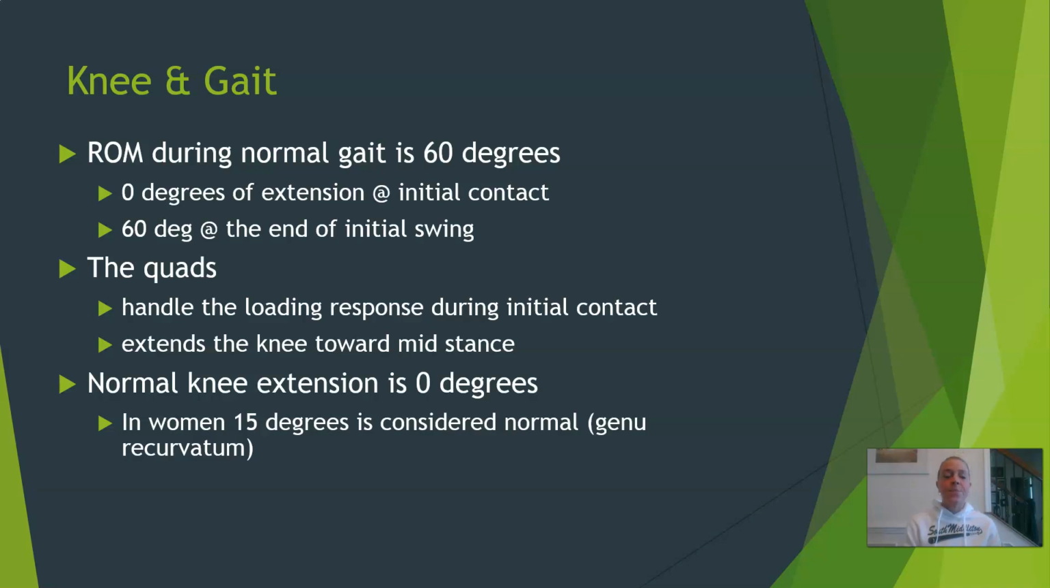The quads, again, are going to help to handle loading response and extend the knee towards mid-stance, controlling that knee into extension in the closed chain. And we do want normal 0 degrees, full extension at the knee. And in some women especially, we tend to see some genu recurvatum or hyperextension of the knee, even up to 15 degrees. I would say that's a decent amount. We would hope to maybe see a little bit less than that.